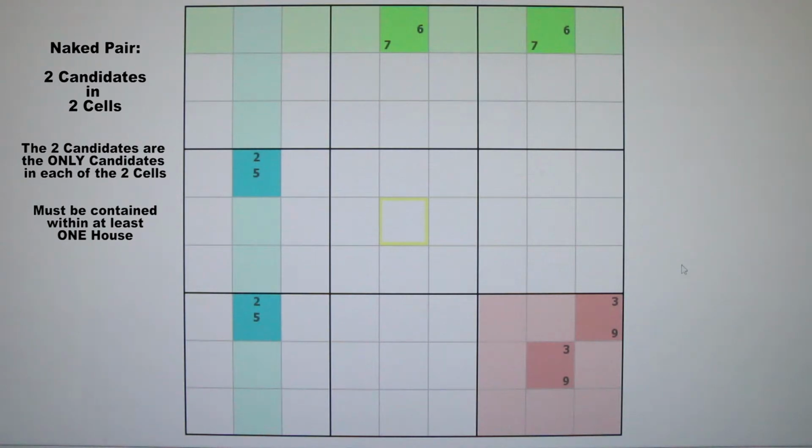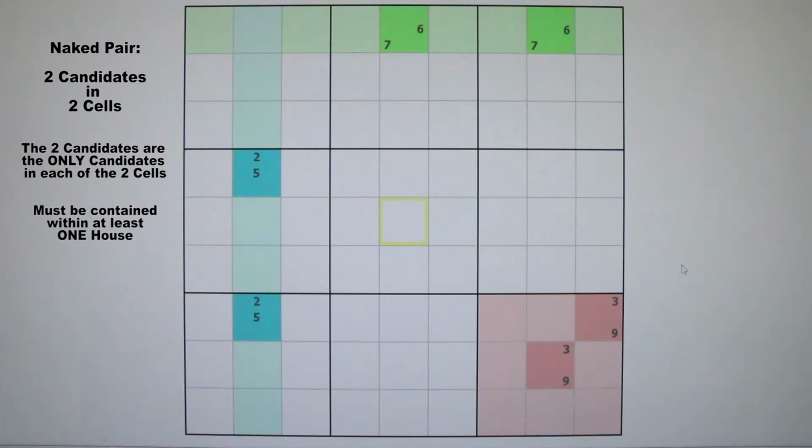Now, when the puzzle is solved, one of those cells must be a 7 and the other must be a 6. That's the only way it can be. Now, we don't know which. We don't know if the first one is the 7 or the first one is the 6. But regardless, whichever one is the 7, the other one is the 6. And whichever one is the 6, the other one is the 7.